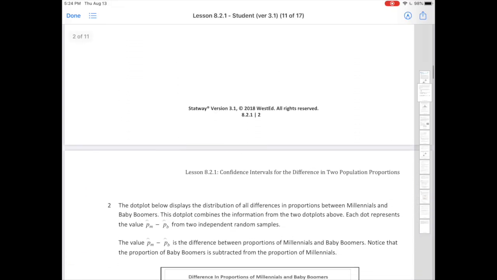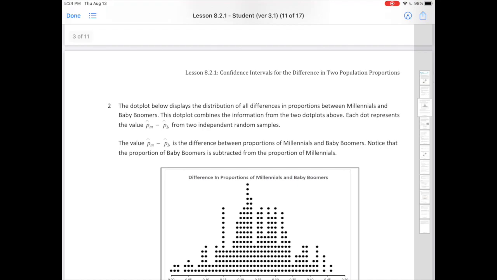Okay, let's keep going. The dot plot below displays the distribution of all differences in proportions between millennials and baby boomers. This dot plot combines the information from the two dot plots above. Each dot represents the value PM hat minus PB hat from two independent random samples. The value PM hat minus PB hat is the difference between proportions of millennials and baby boomers. Notice that the proportion of baby boomers is subtracted from the proportion of millennials.